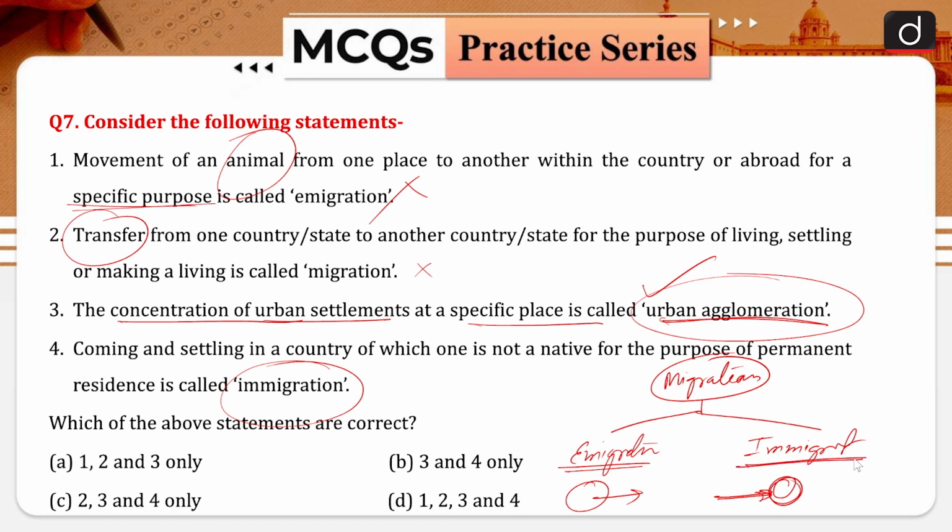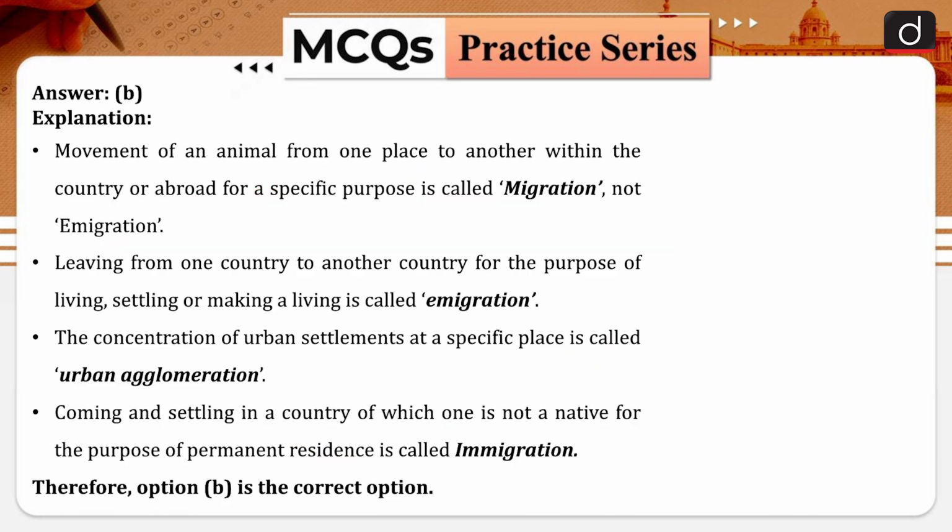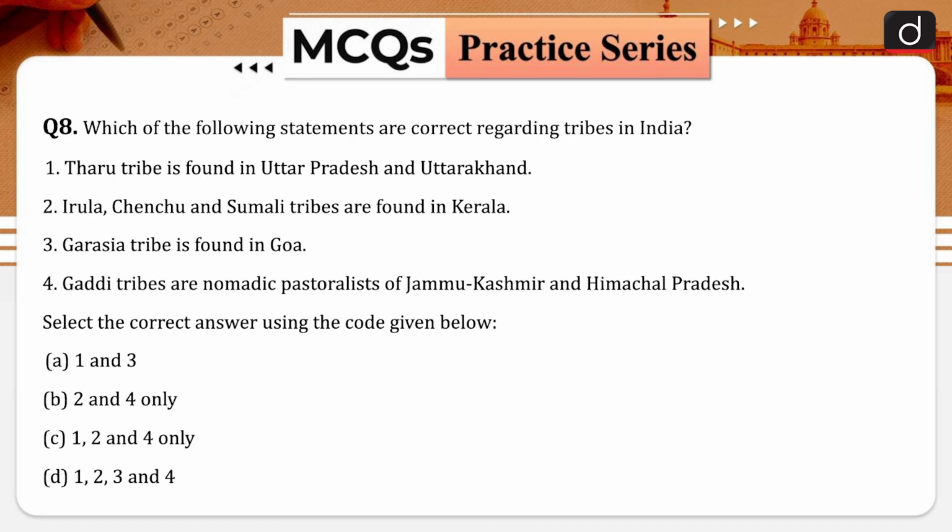Okay, so whenever you are going to USA, for USA it will be immigration, and for India it is emigration. So I hope this is clear. So 3 and 4 would be your right answer. Now these are the definitions which are already given over here, so you can go through it. Okay, now question number 8.